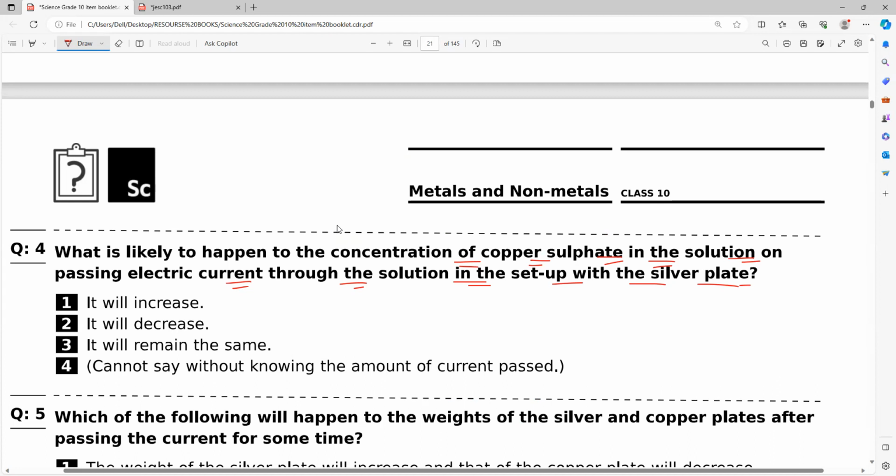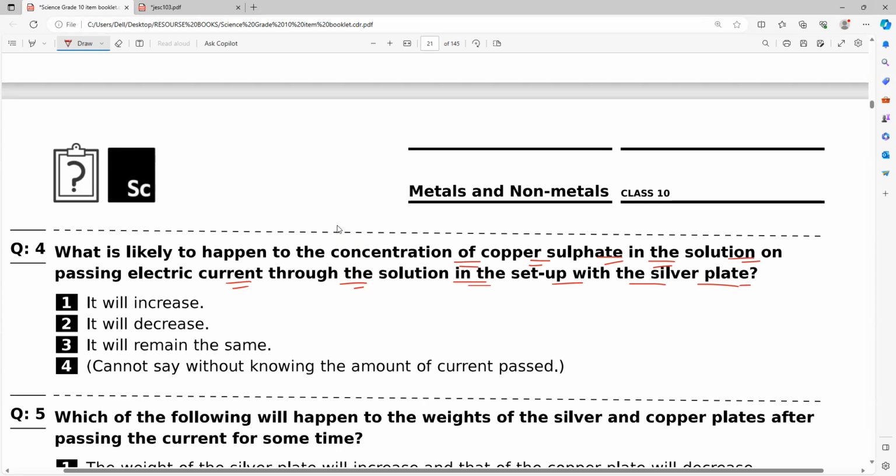With an iron plate it is different, because iron is more reactive than silver. Now it is a silver plate. So what will happen? Even with the current passing, from the copper metal, ions will go and it will deposit. But here, what will happen? They are asking about the solution, the acidified copper sulfate solution. That concentration, what will happen, guys?